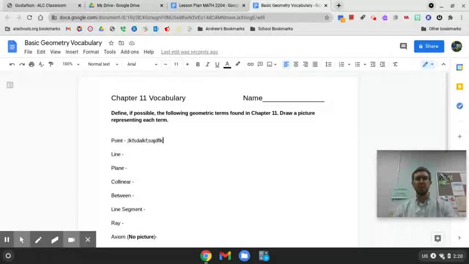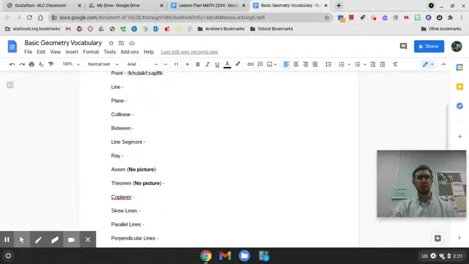So I'd like you to draw a picture. I know that you can't do that on a Google Doc, or maybe if you really tried hard. But what you can do is, after you've defined the terms on this page, if you just want to have another piece of paper and draw a picture on there, that's fine. Just label the picture: point, line, plane, etc.